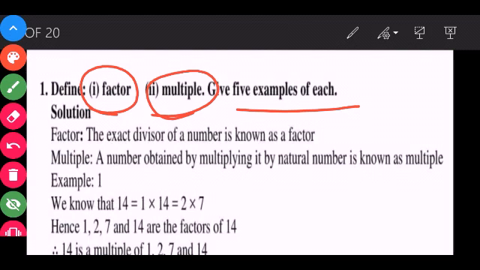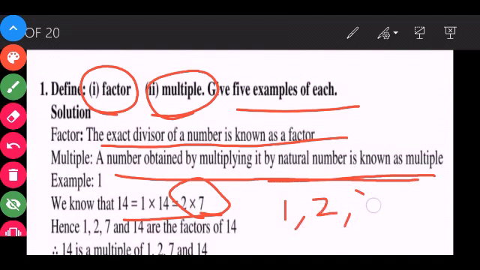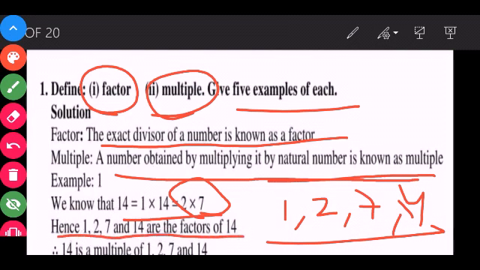Exact divisor of a number is known as a factor. A multiple obtained by multiplying it by a natural number is known as a multiple. So we know 14 can be written as 1 into 14, and this also can be written as 2 into 7. So 14 has factors 1, 2, 7, 14. So 1, 2, 7 and 14 are factors of 14, and 14 is a multiple of 1, 2, 7 and 14.